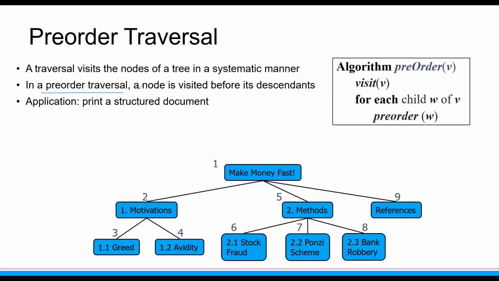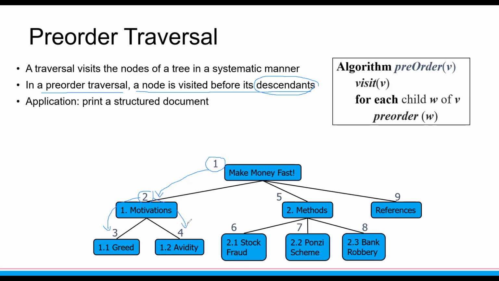This pre-order traversal means I want to visit nodes before their descendants. Do you know what a descendant is? Descendants means the next nodes. Let's say this is 1. I will visit 1 before 2, and then I will visit 2 before 3, and then I will visit 2 before 4.